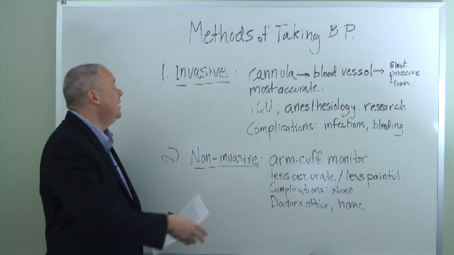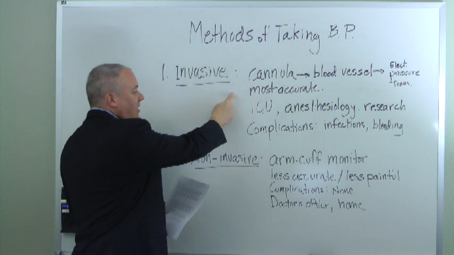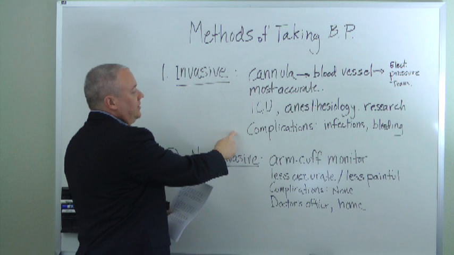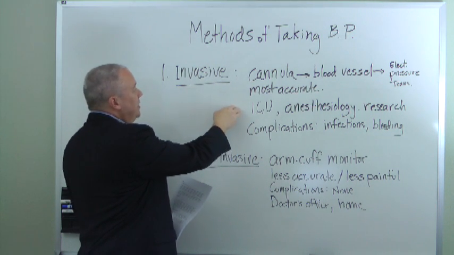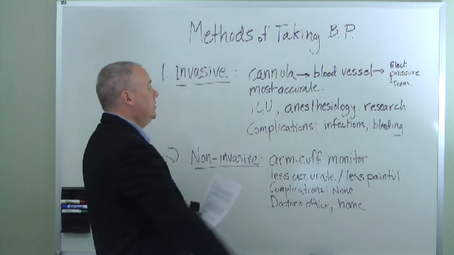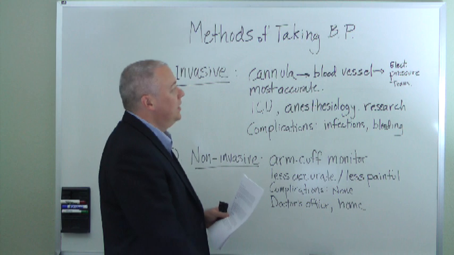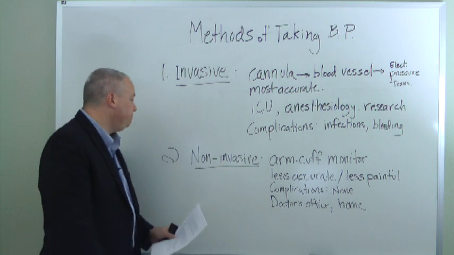It is more painful for the patient if they're awake while this is happening, because once again, it's inserted into the body. So things to remember on invasive methods of taking blood pressure: it's most accurate. Complications include infections and bleeding. Most common areas where an invasive method would be used would be an intensive care unit, anesthesiology, and research, and it involves inserting a cannula into a blood vessel and connecting that to an electronic pressure transducer.